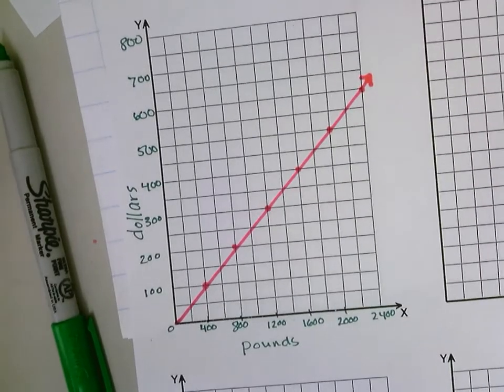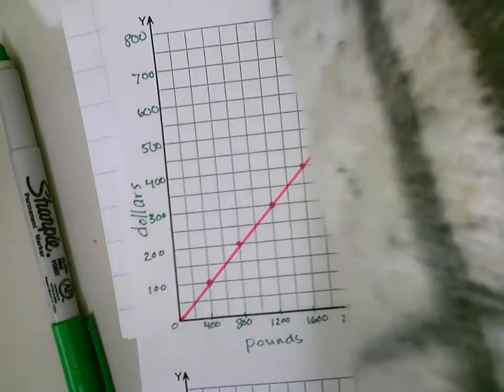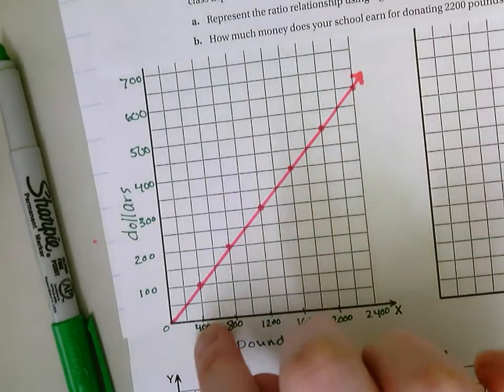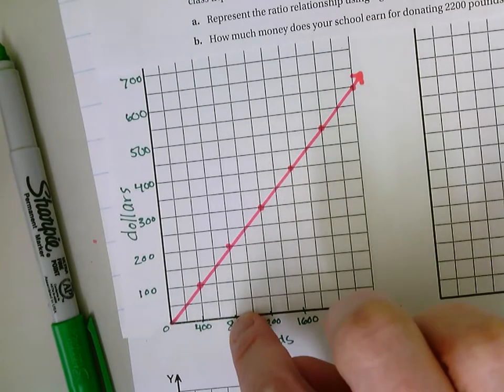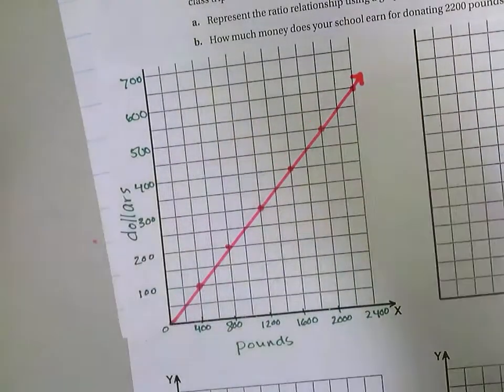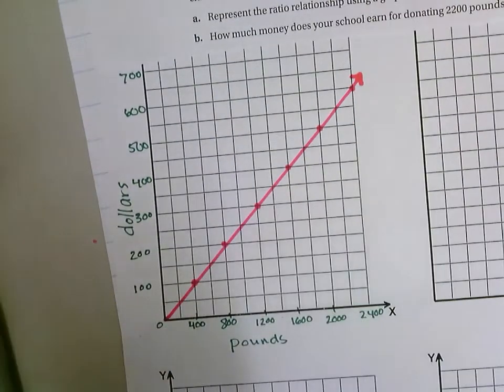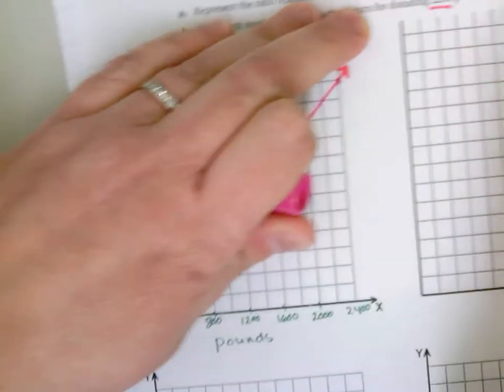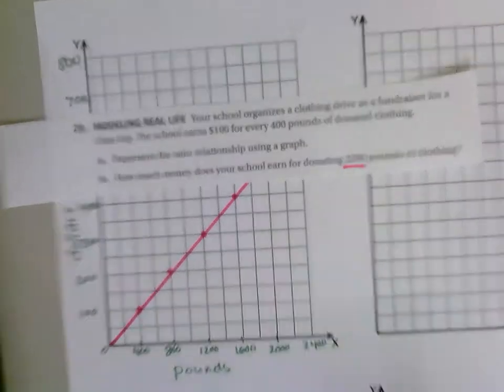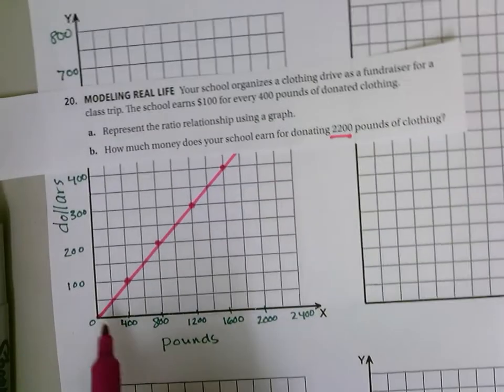That's the first thing I did. It said represent the ratio using a graph. You can see for every 400 pounds, we have another $100. Now the question is, how much money does your school earn for donating 2,200 pounds of clothing?